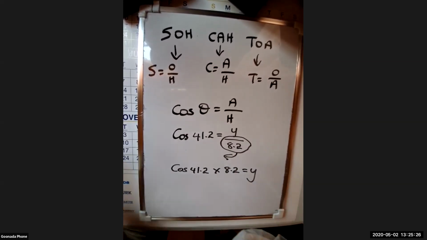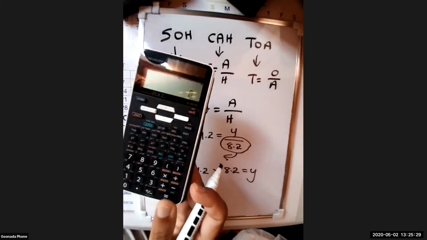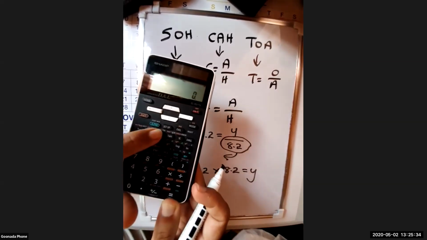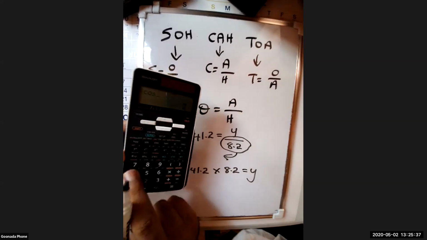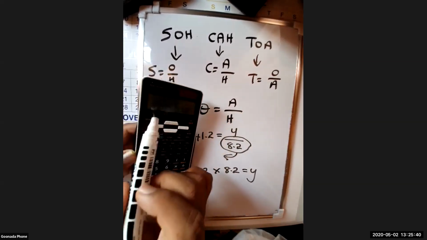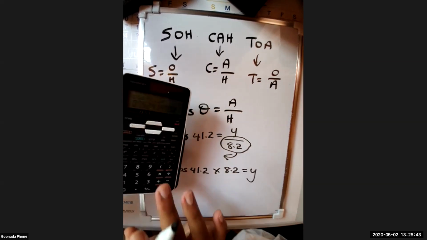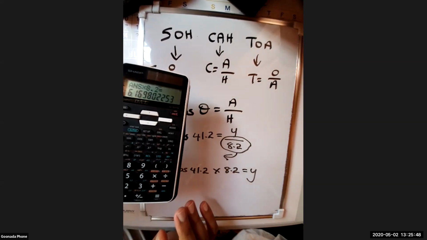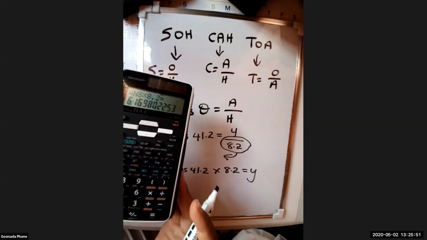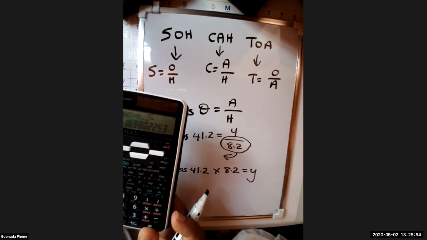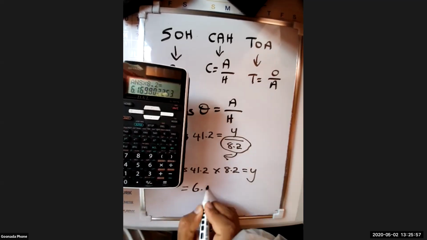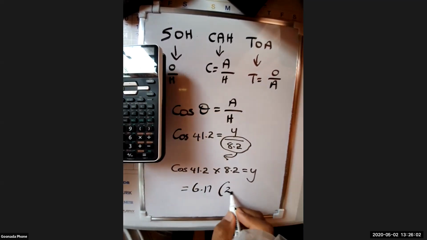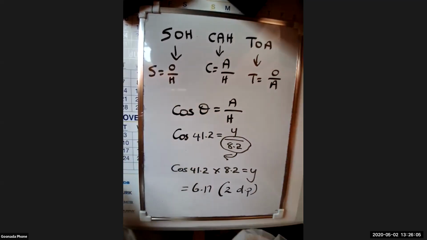So here you will take your calculator, right? You press cos, and you put 41.2, and then you will get this long figure here, and you just multiply that by 8.2, and you will get 6.17, approximate to 2 decimal places, right? 6.17, approximate to 2 dp. Any questions there?